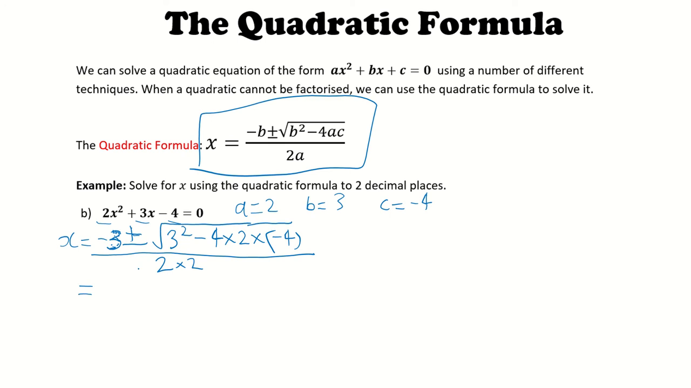So I'm going to write minus 3 plus or minus. Now 3 squared is 9. Minus 4 times 2 is minus 8. Minus 8 times minus 4 is positive 32. And that's going to be all divided by 2 times 2, which is 4. Next, I'm going to simplify even further. So it's going to be plus or minus 9 plus 32 is 41. And that's all going to be divided by 4.